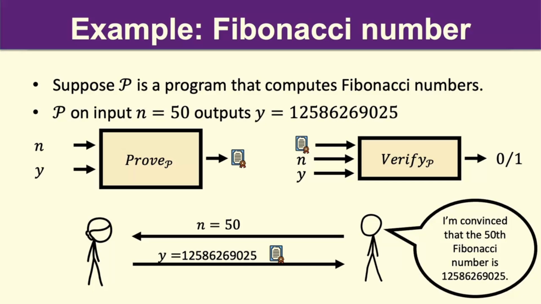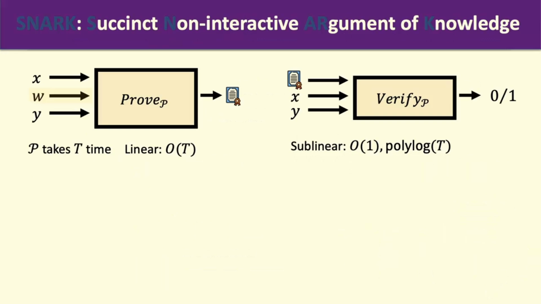Well, how could you produce this certificate? Well, there are some trivial certificates. I could just give you the Fibonacci numbers 1 through 49, and you can just check between them. But that's not very efficient. So ideally, I want to produce a certificate where the certificate is independent of n, or only logarithmically dependent on n. And it turns out that I can do that. And we call these things SNARKs, succinct non-interactive arguments of knowledge.